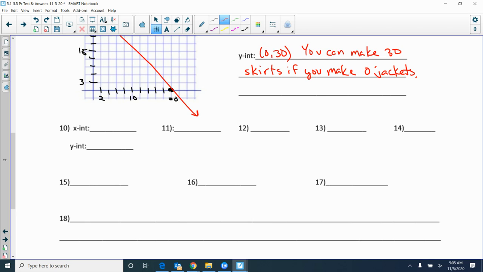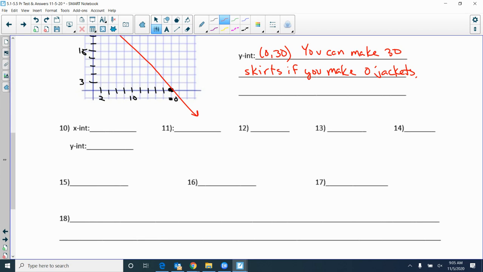All right, now looking at your sheet. Number 10, there shouldn't be any work to do for 10. Take a look at that one, and if you haven't done it, make sure you take a look at it now. Morgan, what do you got there for your x-intercept and your y-intercept? 10, 0, and 0, 5.